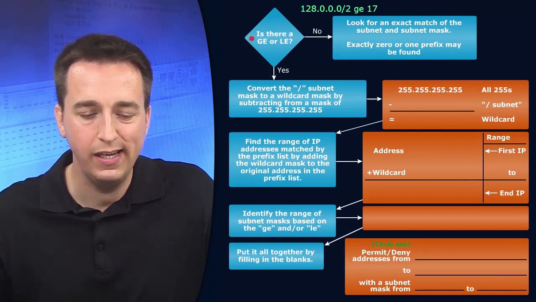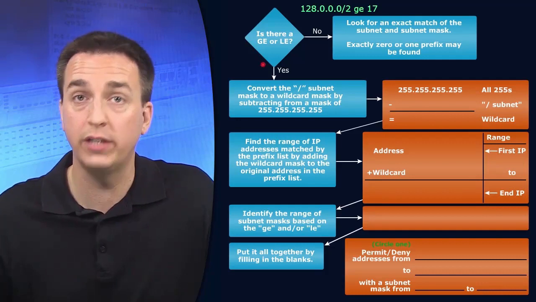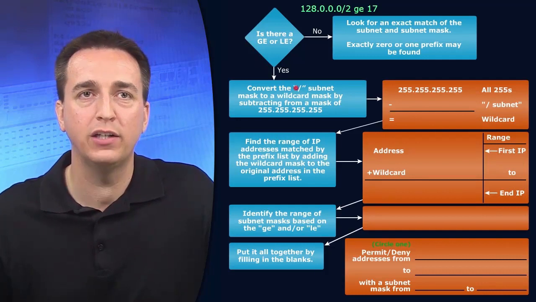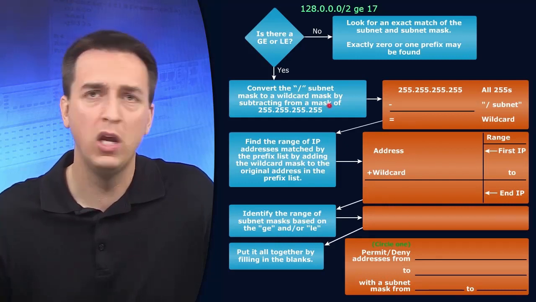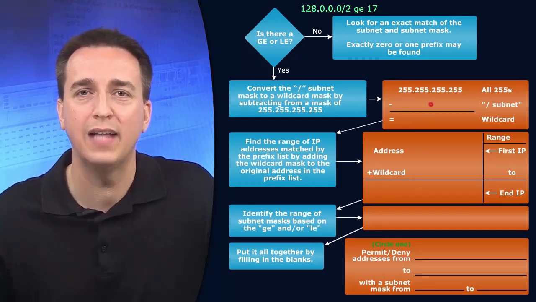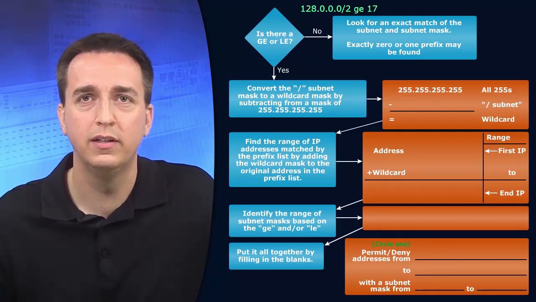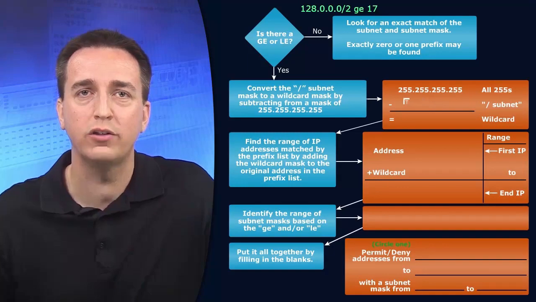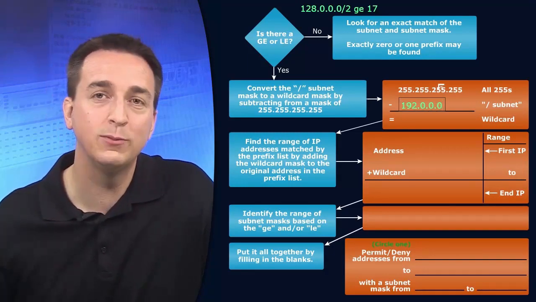Is there a GE or LE? Yes or no? In this case, there is. So convert the slash subnet mask to a wildcard mask by subtracting from a mask of 255, 255, 255. Okay, so what is the subnet mask? A /2. What does that convert to? That's the first step here. It's 192.0.0.0. That's what it is.